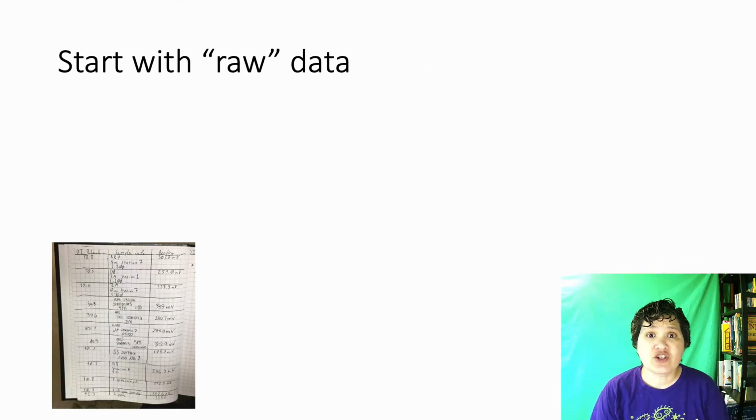Results sections should start with "raw" data. Now you see I put quotation marks in there, and that's not me just throwing quotation marks out randomly as some people do. What I mean by this is data that has already been translated into whatever units you were measuring at the time you were making your measurements.